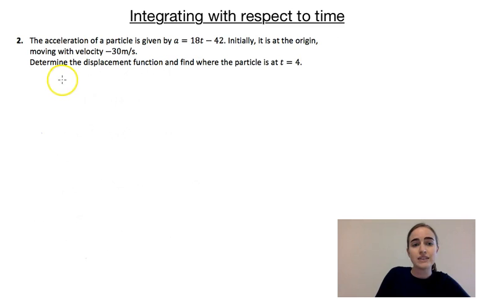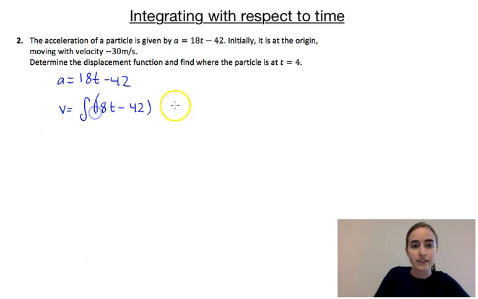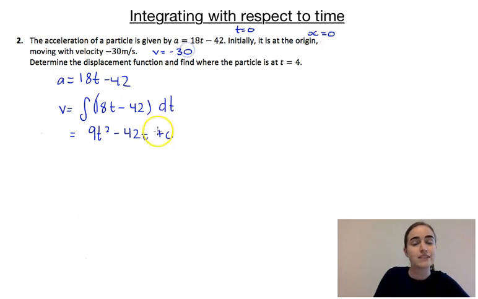So the first thing we're going to do is, if we're given acceleration equals 18t minus 42, we're going to find the velocity function. So velocity is going to be the integral of 18t minus 42, and that's integrating with respect to t, integrating with respect to time. And that will give us 9t squared minus 42t plus c. So to figure out this constant, we're going to have to use this extra piece of information that's given to us. So initially, again, that means when t is equal to 0. Initially, the particle is at the origin, so that means the displacement is 0. And it's moving with velocity of minus 30 meters per second, so v equals minus 30.